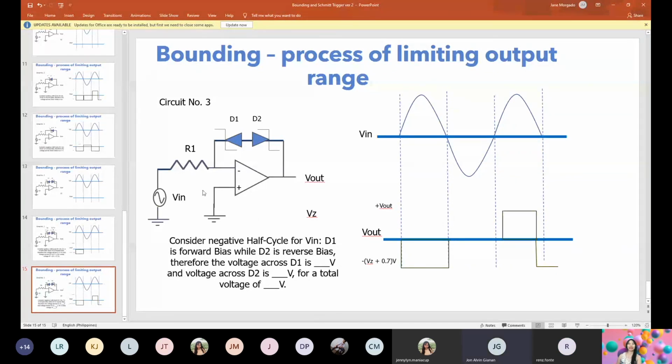So, naintindihan niyo na ba to? Kailan forward bias ang Zener? Kailan siya reverse? Any question about that? Class? Okay na? Edeline, any question? When does the Zener become forward bias and when does it become reverse bias? Wala po, ma'am. Anong wala? Wala kang naintindihan o wala kang tanong? Wala akong tanong, ma'am. Talaga? Yes po.